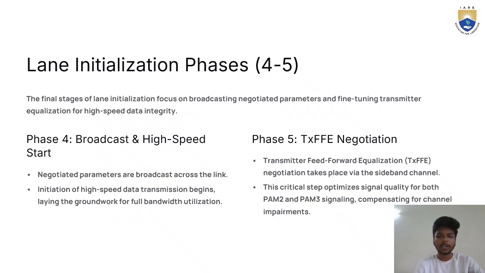Phase 5, TXFFE negotiation. Transmitter feed forward equalization negotiation takes place via the sideband channel. This critical step optimizes signal quality for both PAM2 and PAM3 signaling, compensating for channel impairments. This is about lane initialization phase 4 and phase 5, which are broadcast and high speed start, and transmitter feed forward equalization negotiation.